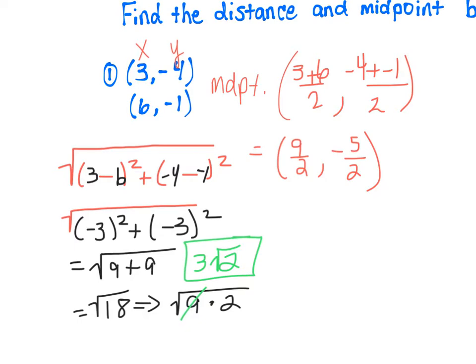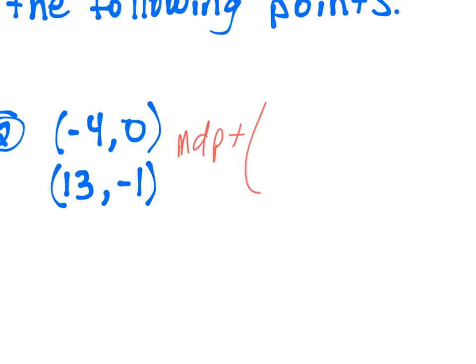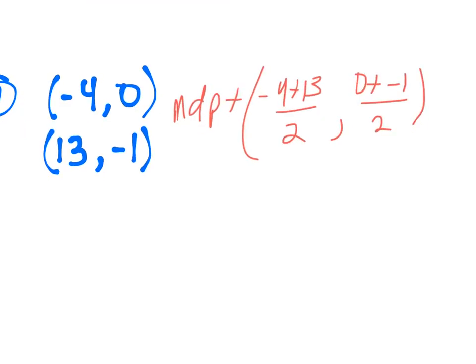All right, good. All right, let's move over here. Same thing, guys. Remind me again, how do I find the midpoint? Add the X's, divide by 2. Add the Y's, divide by 2. So negative 4 plus 13. 9 over 2. Yeah. And then what's 0 plus negative 1? Negative 1. So negative 1 over 2. There's your midpoint.